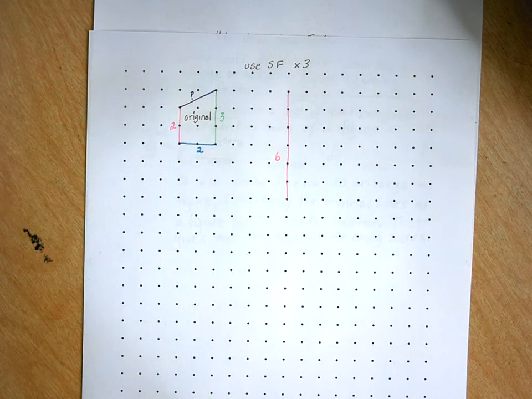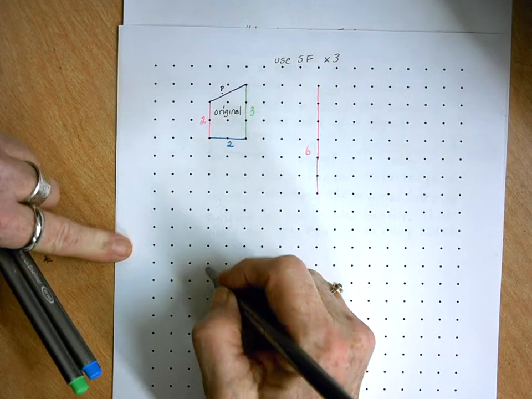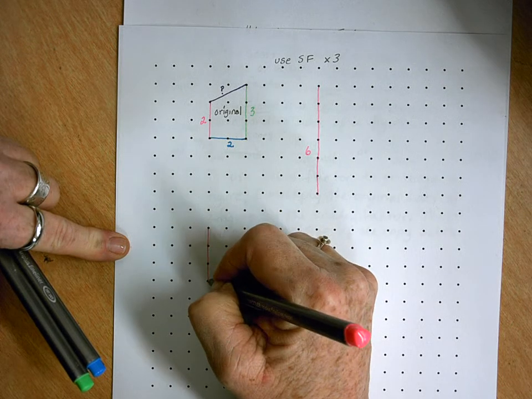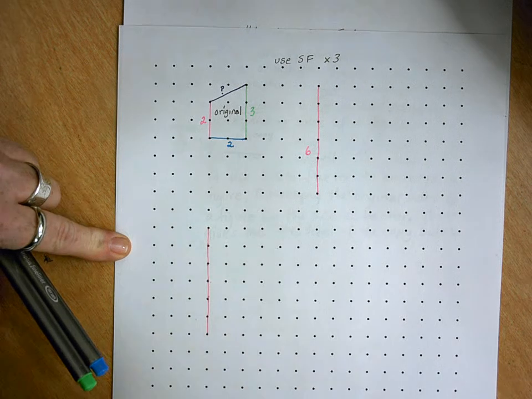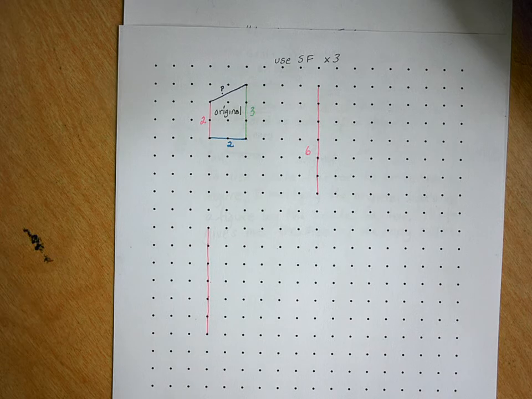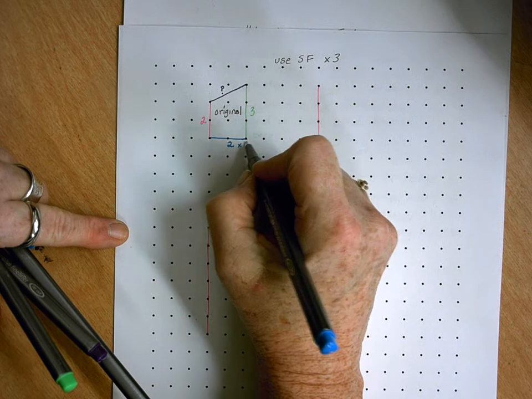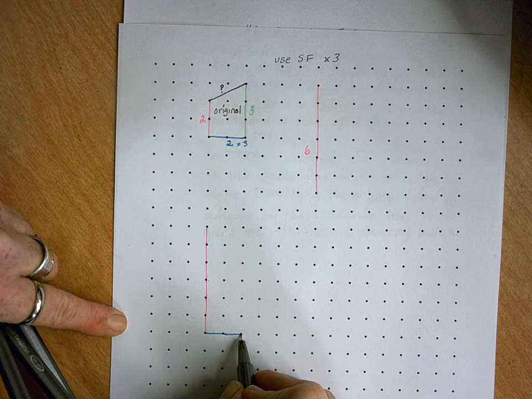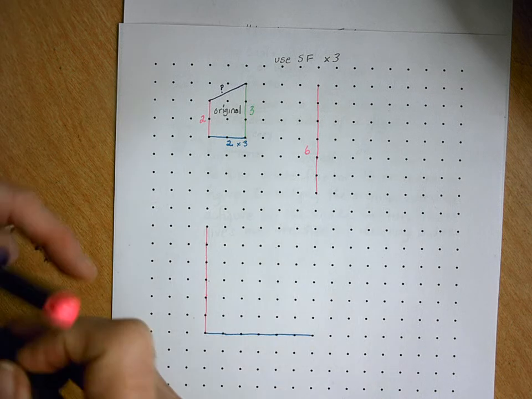I'm going to move this to a different place. I think I will run out of space, so I'm going to do it down here. So 1, 2, 3, 4, 5, 6. And now my blue line, the bottom line, is 2. So again, that's 2 times 3, so that's also going to be 6 across. 1, 2, 3, 4, 5, 6.